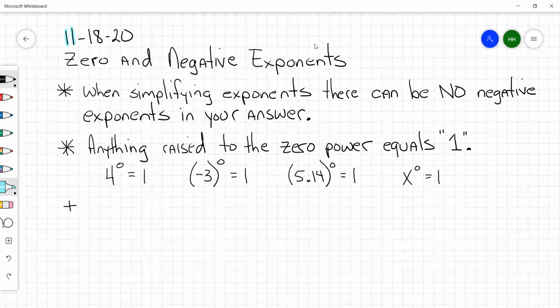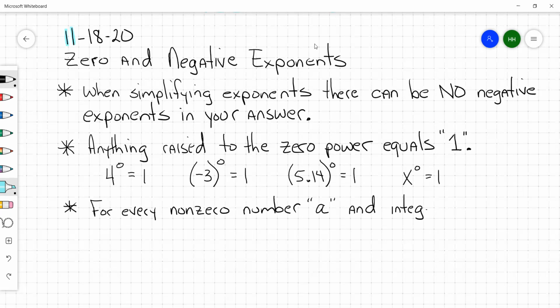And here, this is real important. For every non-zero number A, and integer n, A to the negative n is equal to 1 over A to the nth power. That's how you simplify a negative exponent.